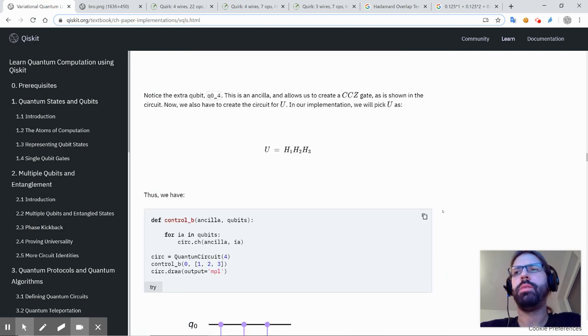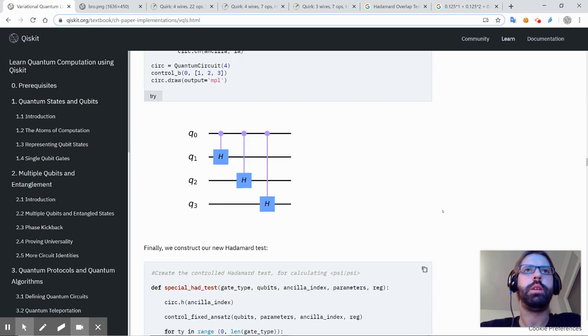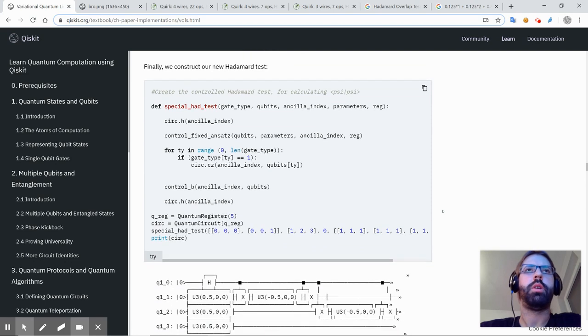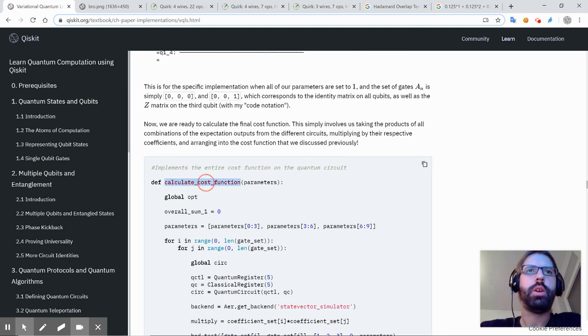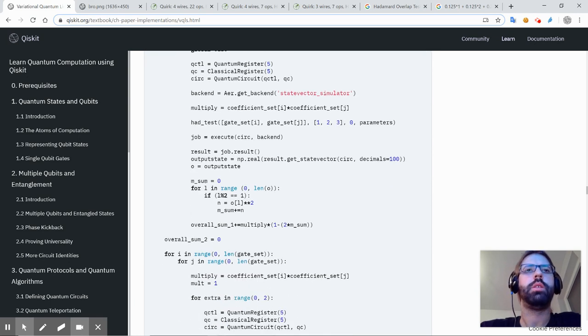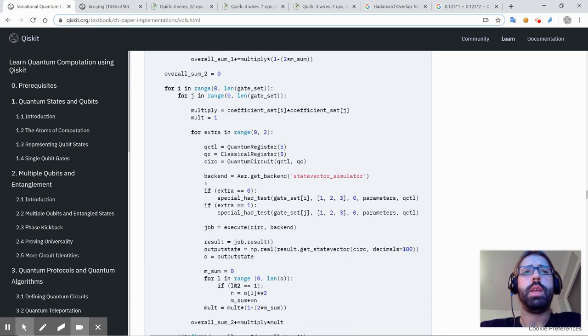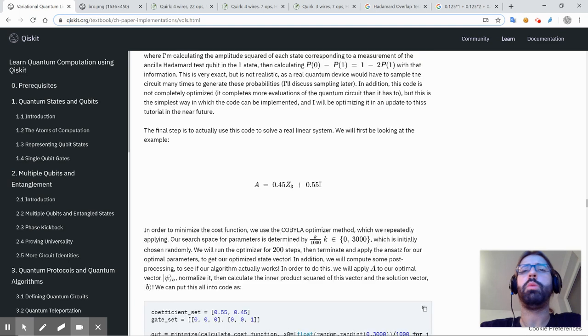So we're calculating some stuff. We're using an ansatz that nobody tells you why. Special Hadamard test. Control fixed ansatz. Cost function. So here you summarize all your beautiful things. And yeah, this code may look a bit daunting, whatever. The final step is to actually use this code to solve a real linear system. Well, first look at it, okay, so it's a beautiful linear system.